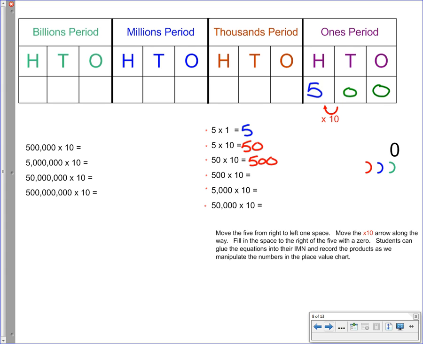Move my 5 over again. Okay, so now I'm doing 500 times 10. I get 5,000. If I do 5,000 times 10, 50,000. And 50,000 times 10 would be 500,000. You should start seeing that pattern develop. Okay. Kind of over here to the side, if I take 500,000 times 10, I'm adding just one more 0. 1, 2, 3, 4, 5, so it would be 6 zeros.